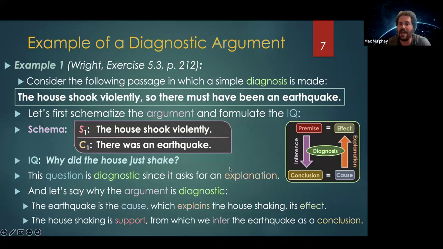And then let's look at the inference side of this. The house shaking is the first thing that the person knows. That's what they know directly. That's their premise, the starting point of their inference. And then they infer the earthquake as the conclusion. And again, the conclusion there was an earthquake provides an explanation of the premise, right? Okay, so we've inferred to the best explanation here.